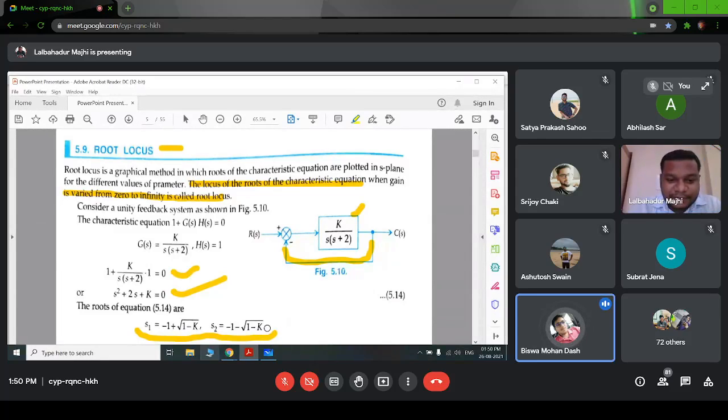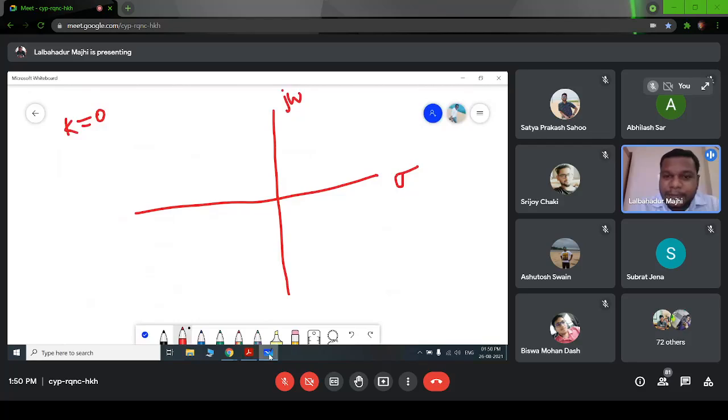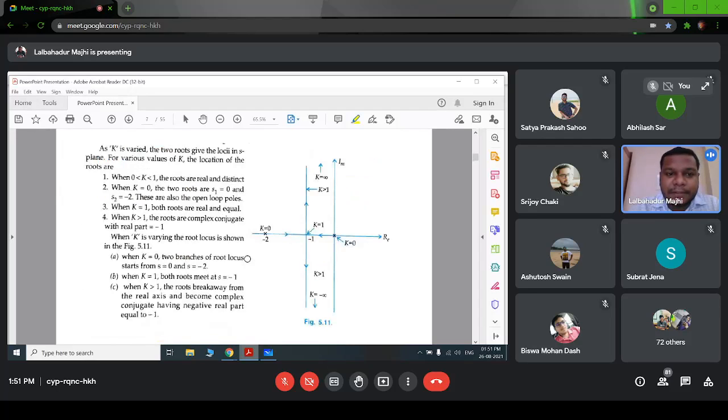Sir, we will put k as 0. Oh, sorry sir, 0 and minus 2. Yes sir. So we have to plot the poles 0 and minus 2. So this is 0, and let's say this is our minus 2. So for k equal to 0, we have two roots at 0 and minus 2. Clear?